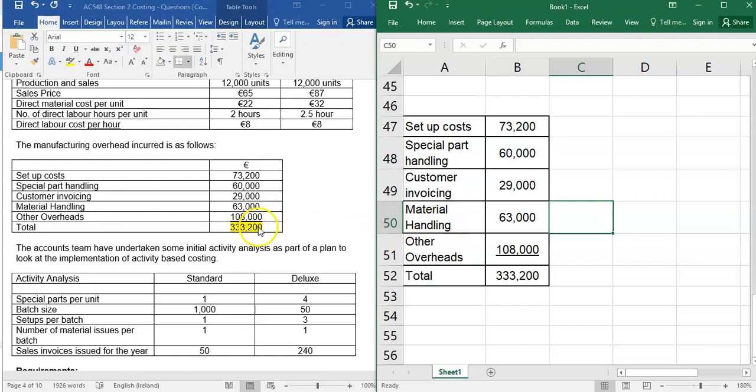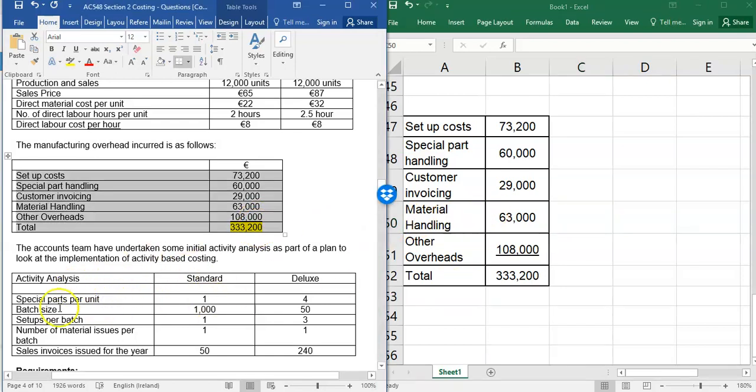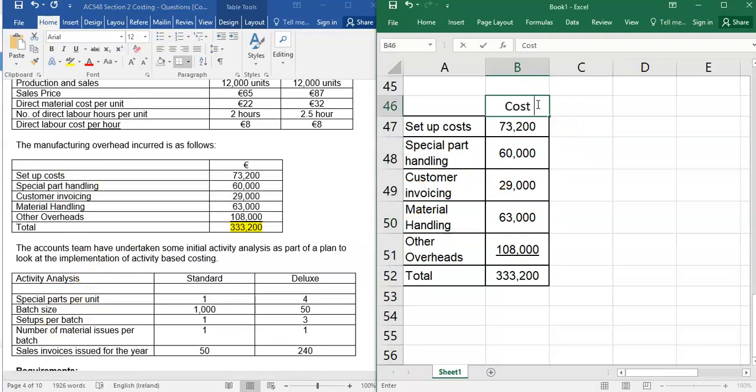But what you also have as well then is you have a number of pieces of information here about activity analysis. But I don't link them. So you have to try and make that link in terms of, there's your cost pool, and this is your driver. So you have to try and figure out what driver is relevant for each one.